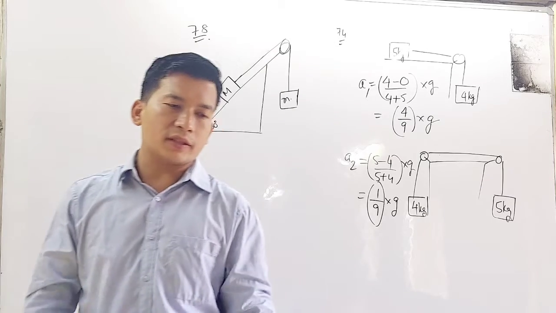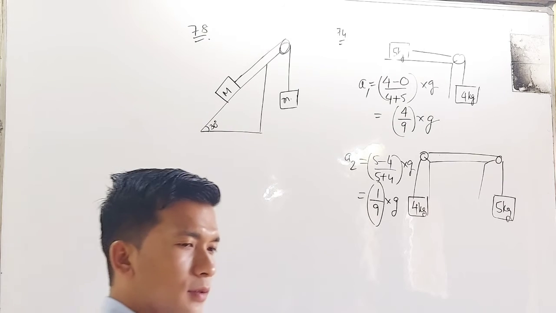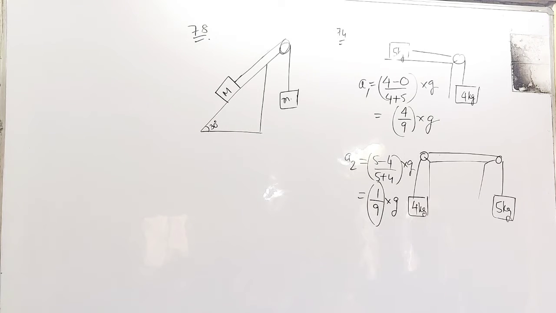Formula PDF number 3. In PDF number 3, we will see acceleration, motion of an object in an inclined plane. Inclined plane, acceleration down an inclined plane, formula number 20.